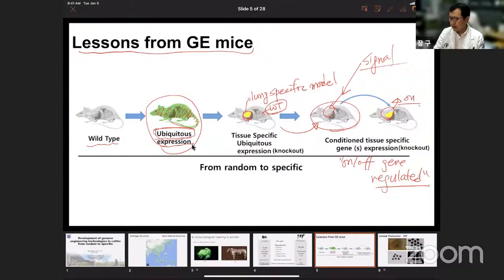So basically, this is the scientific progress in the mouse. I caught up with this history. Oh, I see. Maybe if I make some genetically engineered cattle like this mouse, in the future we can see very big science using the cattle.